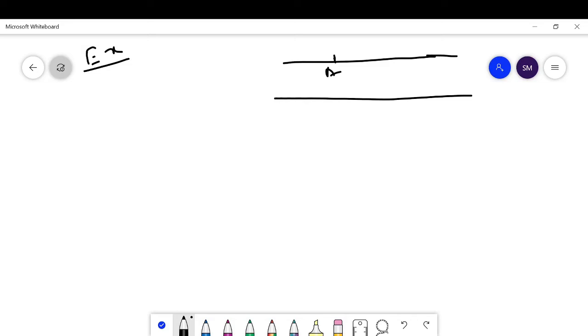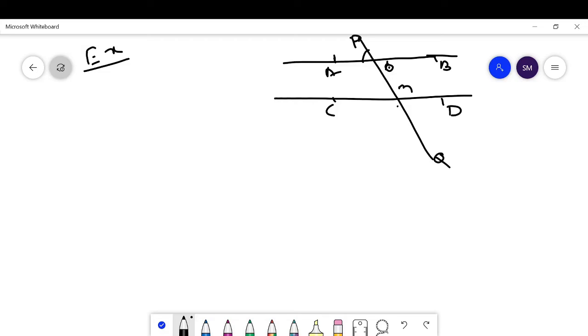Solve a variety of questions. Here AB is a line segment and CD is another line segment, and PQ is the transversal which intersects AB and CD at two different points, the point O and the point M. And the angles are formed.